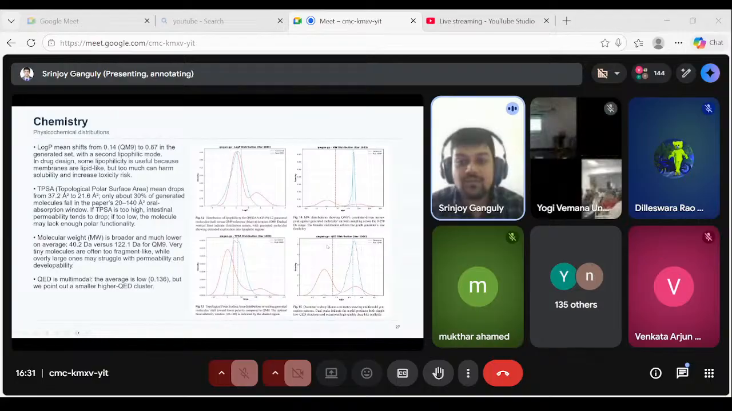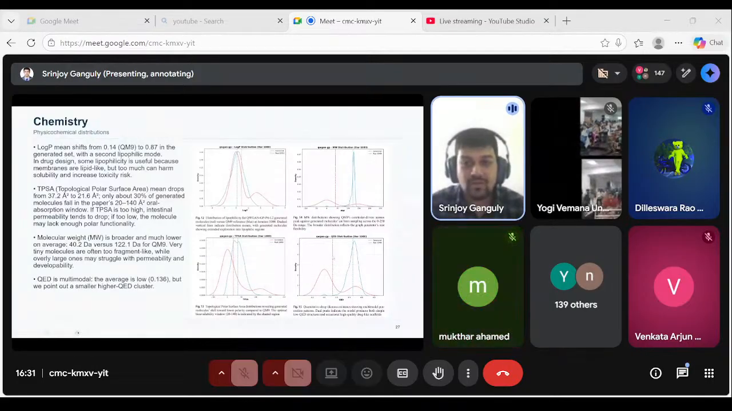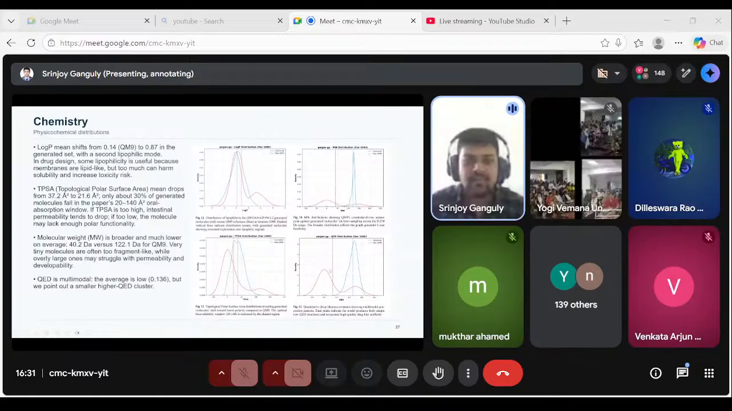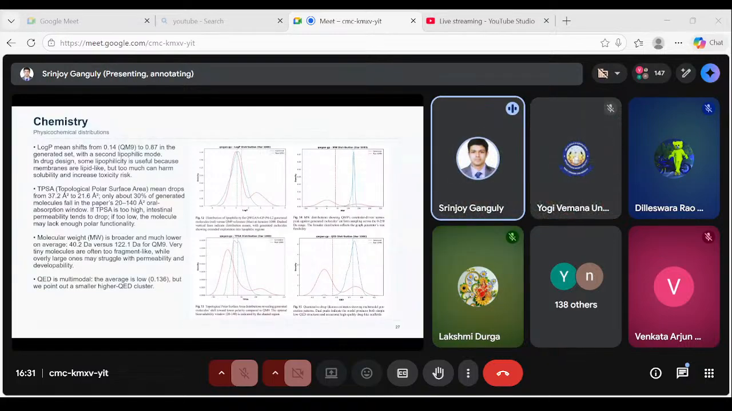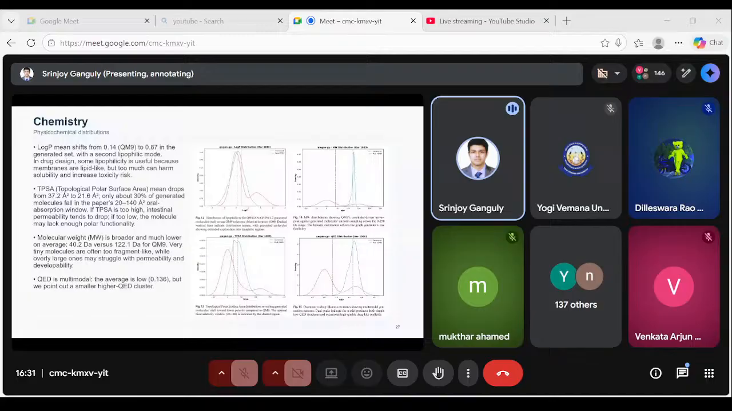But then QED, quantitative estimate of drug likeness, which we have already seen, the average is low. It does not really overlap at all. Even the main peak and the center of mass, the red dotted line, doesn't overlap with the real distribution. So we have a smaller, higher QED cluster, meaning the distribution has a very low score of quantitative estimate of drug likeness.